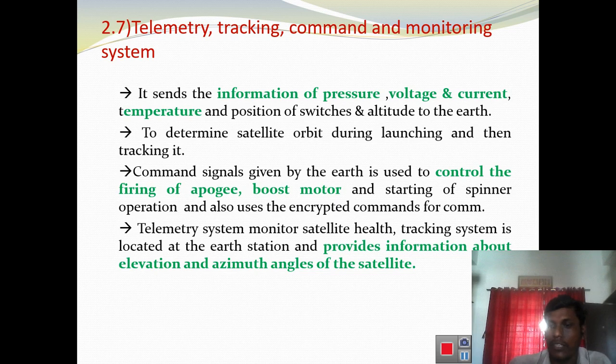So in telemetry we collect the data, and once it is collected we immediately transfer it to the earth station, and only then do we come to know the exact situation or the position. And tracking is nothing but knowing the exact location and position, as well as the satellite health conditions. The tracking circuit helps us monitor the satellite activities.